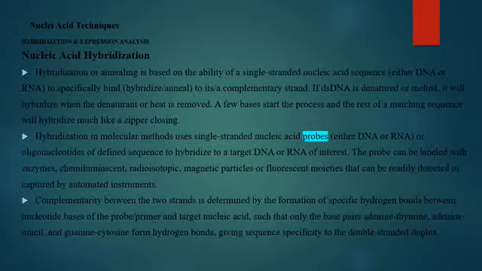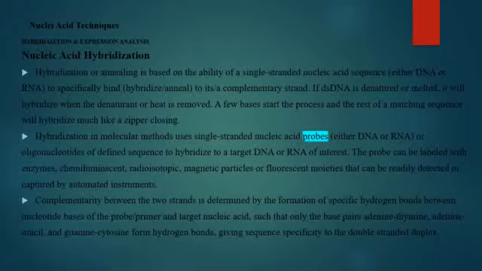Now the probe can be labeled with enzymes, chemiluminescent, radioisotopes, magnetic particles, or fluorescent moieties that can be readily detected or captured by automated instruments. So you want to find out which name combines with adomako. Then you realize that, oh, quabia is a perfect combination to adomako. You introduce quabia into a system where adomako is found.